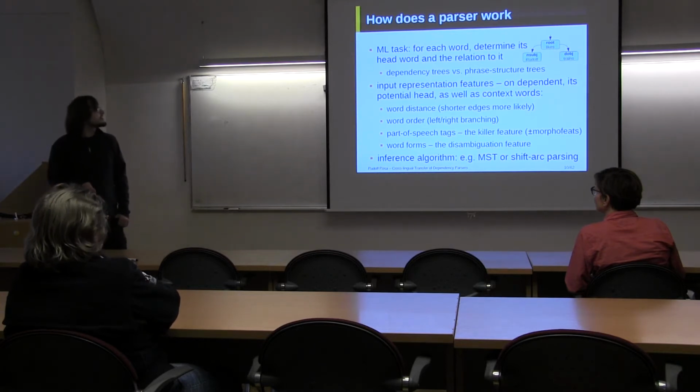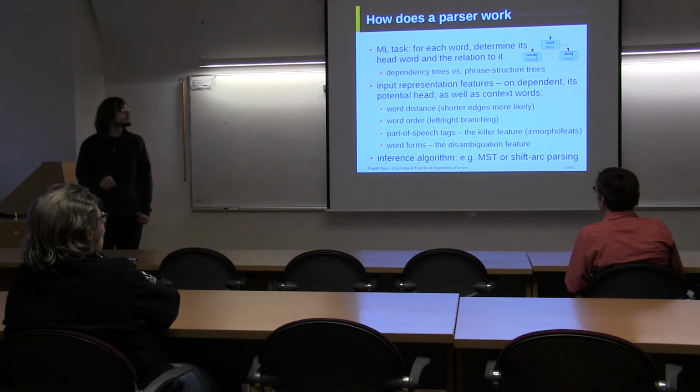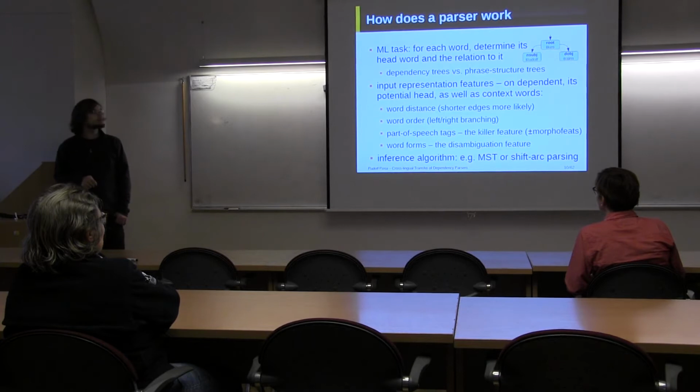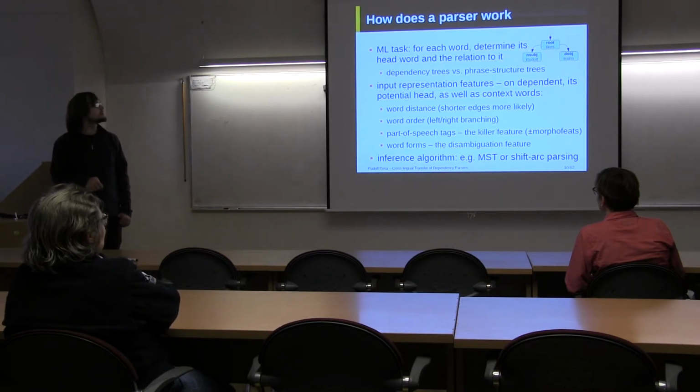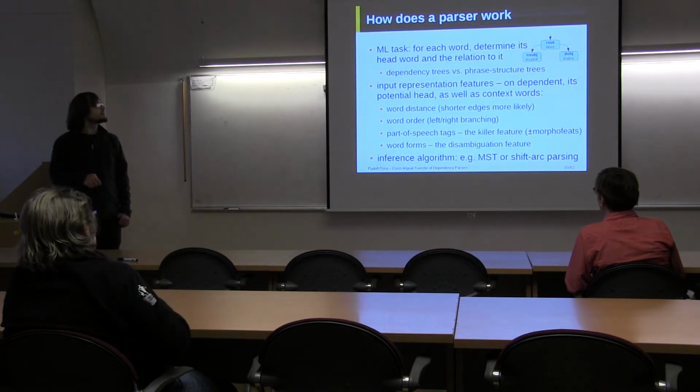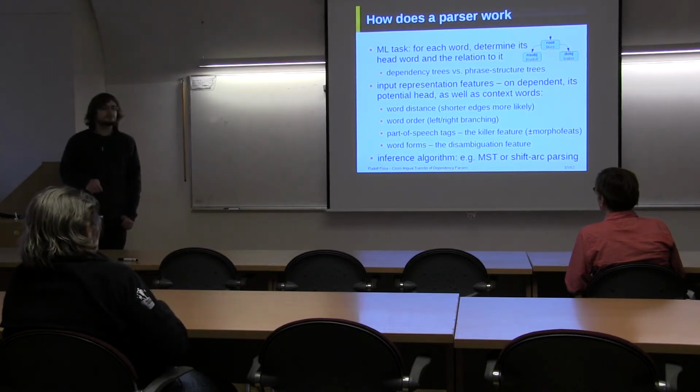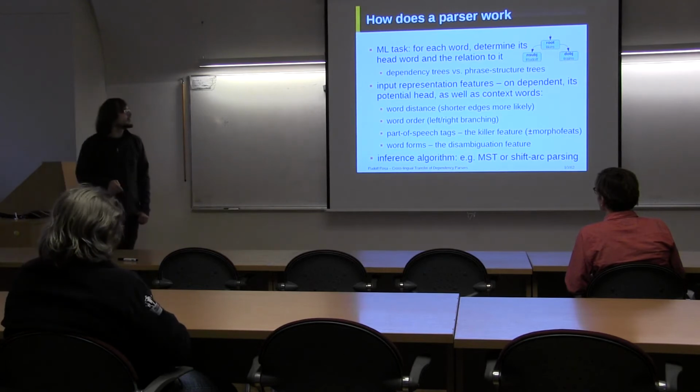less popular nowadays. So in dependency parsing, the task can be formulated as a machine learning task, where for each word in the sentence, you need to determine what's its head word and what's its relation to the head word. So for example, for Rudolf, we want to say that, okay, this depends on likes and not on trains. And what's its role in the sentence? Well, it's a nominal subject. So this is what we want to determine.